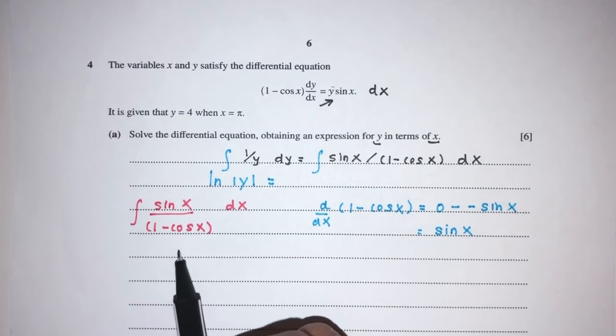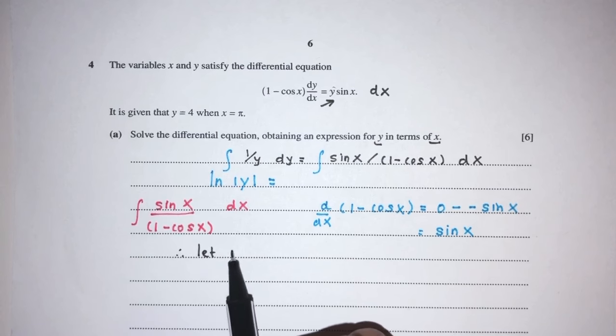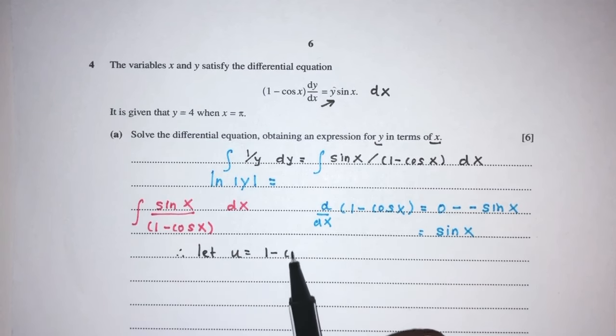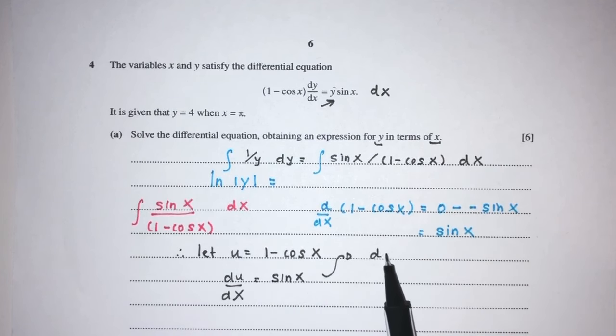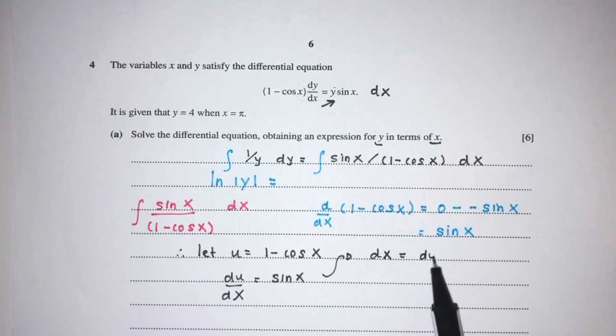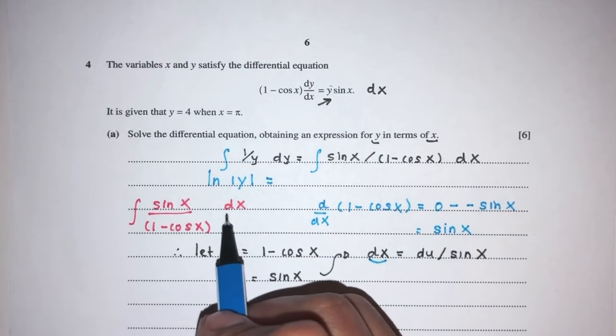So the main idea will be what? Let u is equal to 1 minus cos x. So du by dx, that will be what? That will be sin x. So finally, we can say dx have to be du divided by sin x. Pretty easy. Now just replace this in this by this, right?